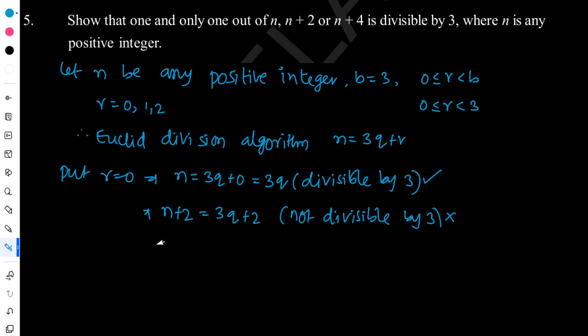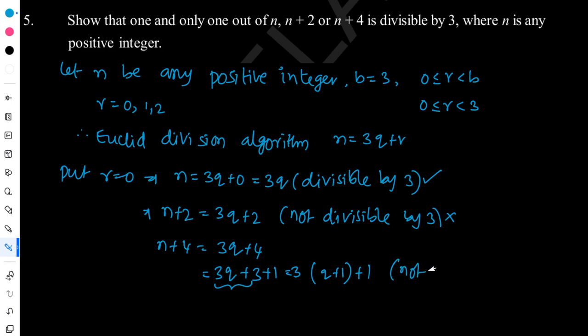Now take n plus 4. n plus 4 means 3q plus 4. This can be written as 3q plus 3 plus 1. From the first two terms 3 is common, 3 times (q plus 1) plus 1. So it is also not divisible by 3. So one of the three numbers is divisible by 3: n divisible by 3, n plus 2 not divisible by 3, n plus 4 not divisible by 3. In this way we have to check r equals 1 and r equals 2 also.